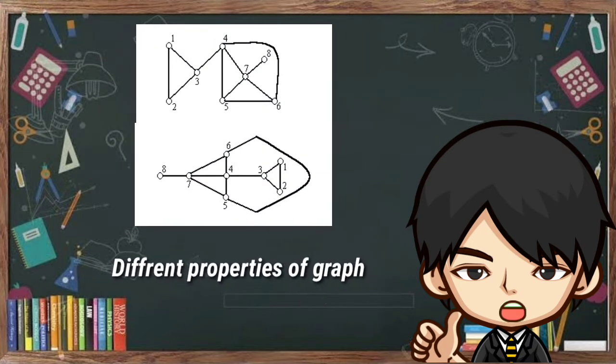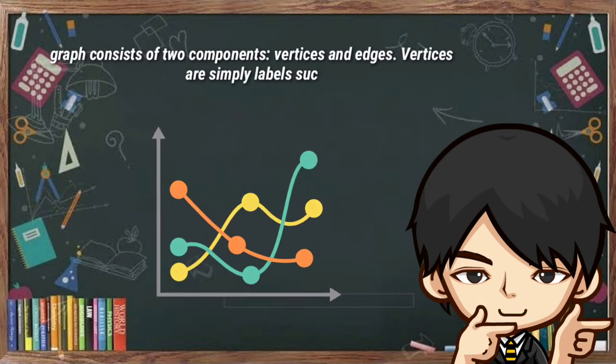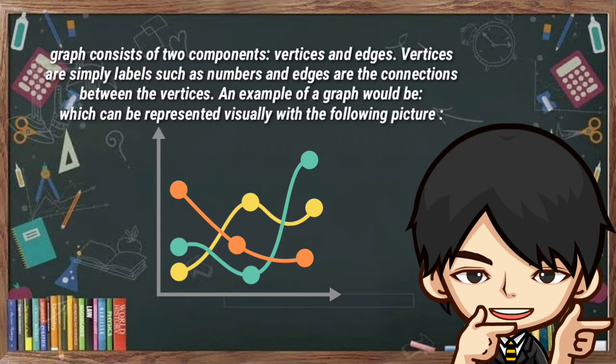As you can see, even though they are mathematically the exact same graph, the two drawings convey different information. The goal of graph drawing is to try to draw a graph in such a way that it conveys the most information possible. A graph consists of two components, vertices and edges.